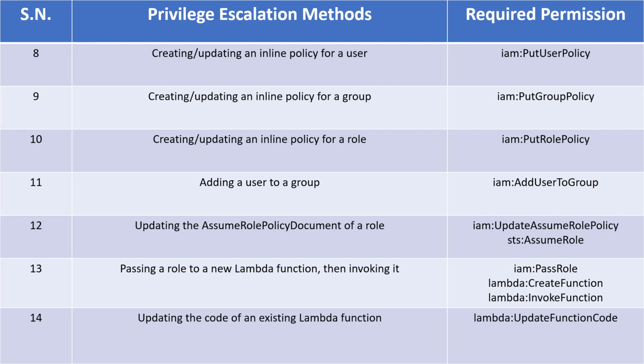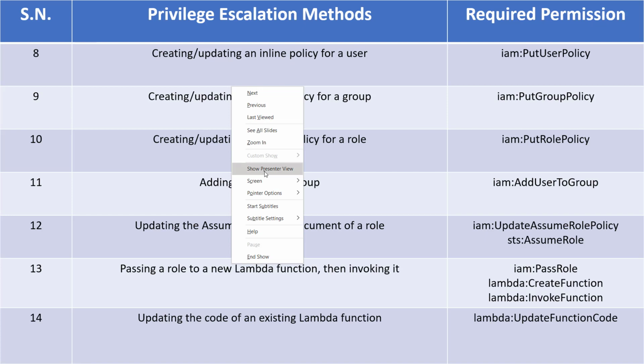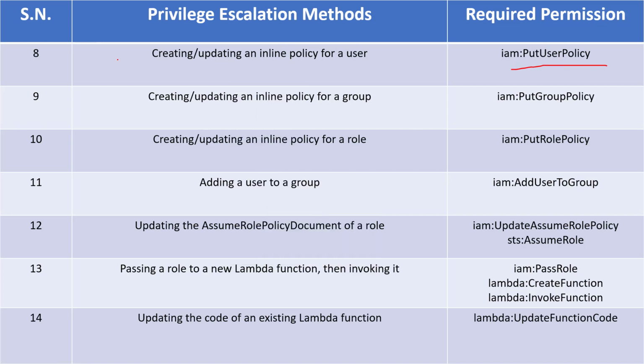You can see here, just now we exploited IAM permissions, where if we have put user policy, you can create or update an inline policy. This is a policy I have, and I created or updated an inline policy for a user. So this is how I took advantage of this. You can use any other policies or permissions to perform privilege escalations.